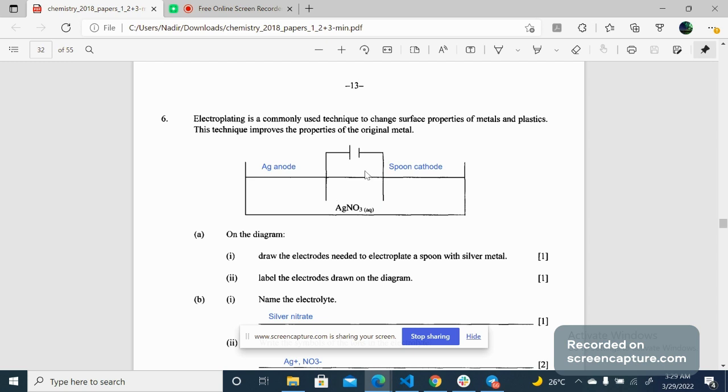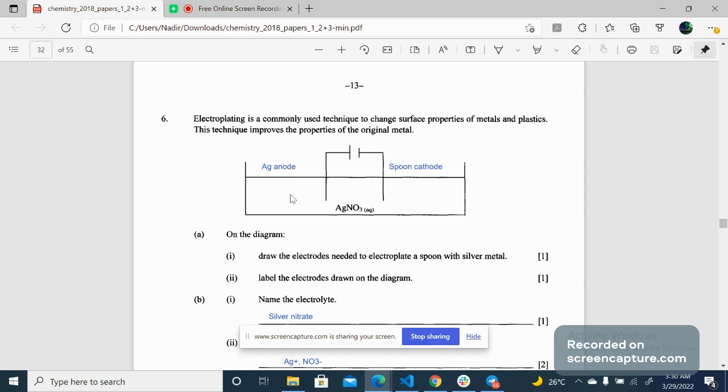So in our case, we have to make the spoon an electrode, and this happens to be the negative electrode. The negative electrode is the cathode, so we call it the spoon cathode. And because we have to do the process of electroplating with silver, the other electrode has to be a silver electrode. So this is the positive electrode, the anode. So this is the silver anode, Ag. Ag is the symbol for silver.